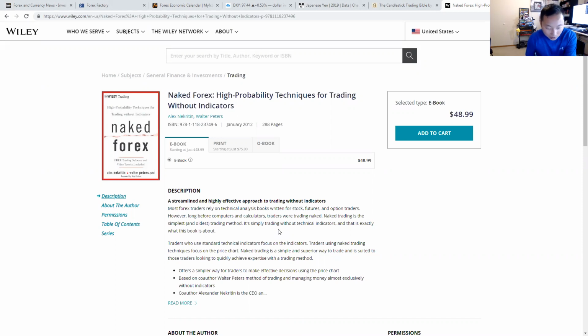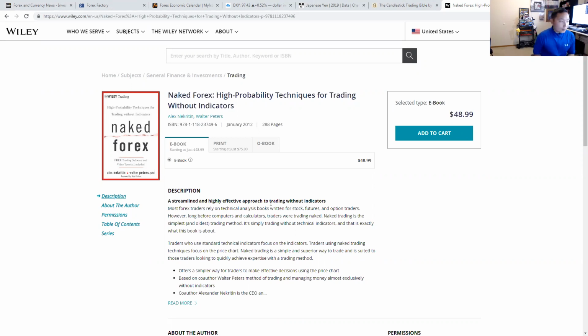Okay, so you get it for free on PDF. I know there's a free PDF version of this, and it talks a lot about a highly effective approach to trading without indicators. And for those of you that have seen the way I trade now, I don't use indicators anymore. It's strictly price action, candlesticks, and it's all for naked forex.